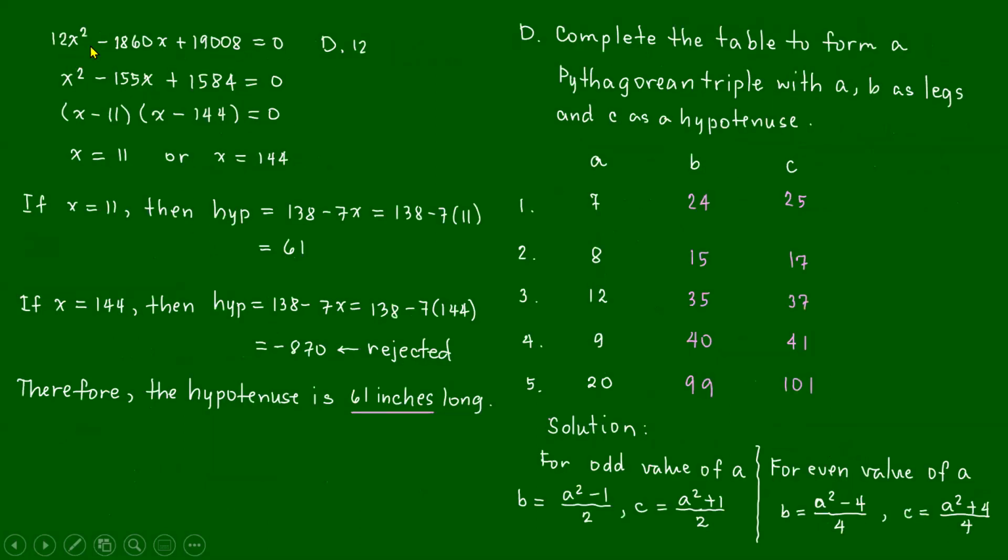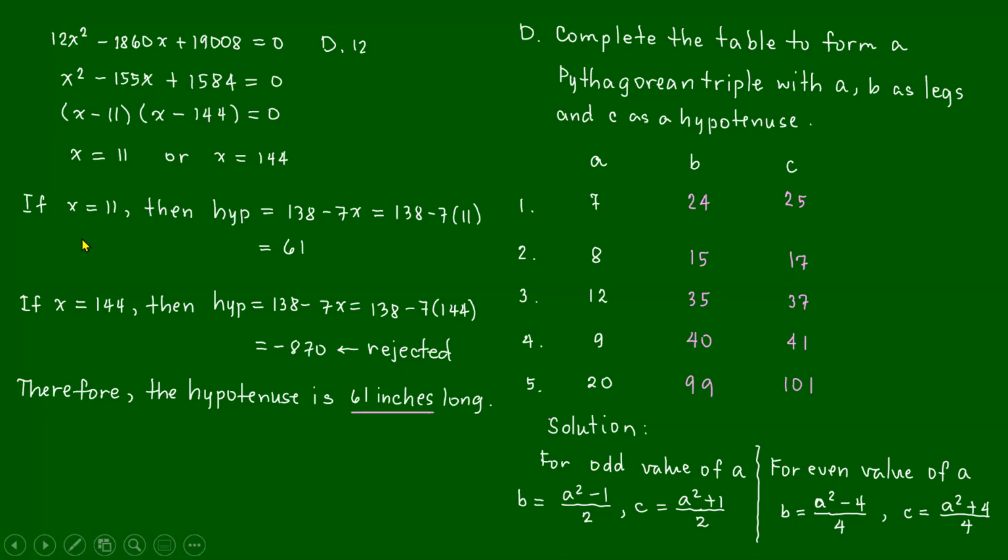Simplifying, we get 12x squared minus 1,860x plus 19,008 equal to 0. Divide by 12, we get x squared minus 55x plus 1584 equal to 0. Solving for x, we try to factor the left side. That is x minus 11, x minus 144. So 11 times 144 is 1584. Negative 11 plus negative 144, both x, so we have negative 155x. So x equals 11, x equals 144.